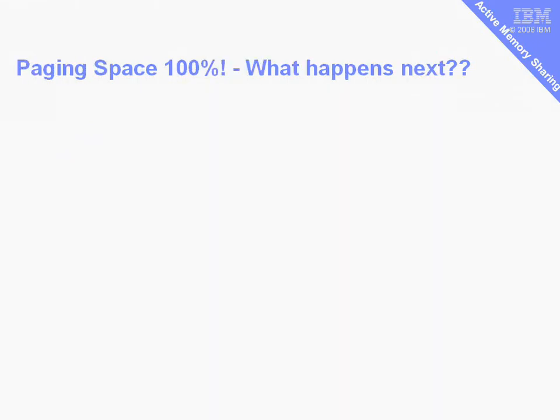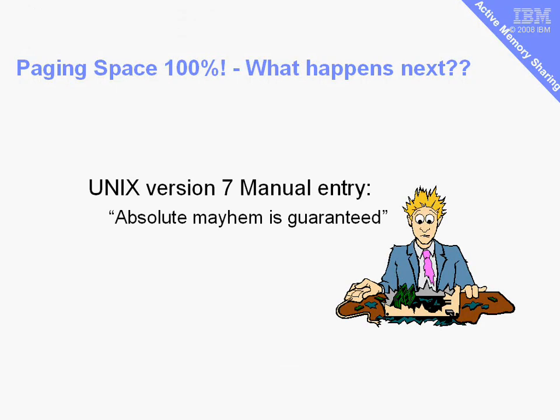Now if we fill up our paging space to 100%, what happens next? Well, I'm quite an old person, and I remember reading the Unix version 7 manuals a long time ago. They were actually written by the guys that wrote Unix itself, Ritchie and Thompson, and they said that if you run out of paging space, absolute mayhem is guaranteed, and I particularly remember that phrase. If a process asks for memory and you haven't got paging space to back that up, then you cannot let that program continue, so it will have to be crashed.